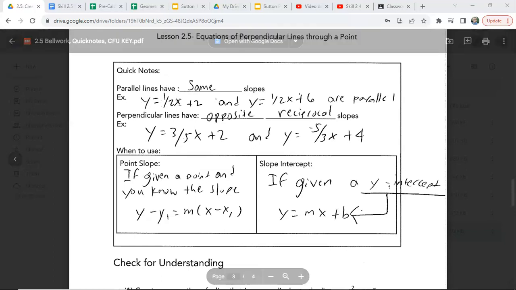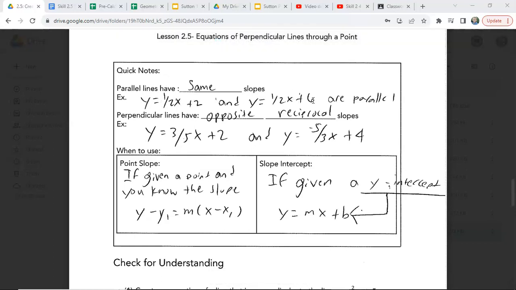Example, y equals 1/2 x plus 2 and y equals 1/2 x plus 3 are parallel. Perpendicular lines have opposite reciprocal slopes. So example, y equals 3/5 x plus 2, y equals -5/3 x plus 4.